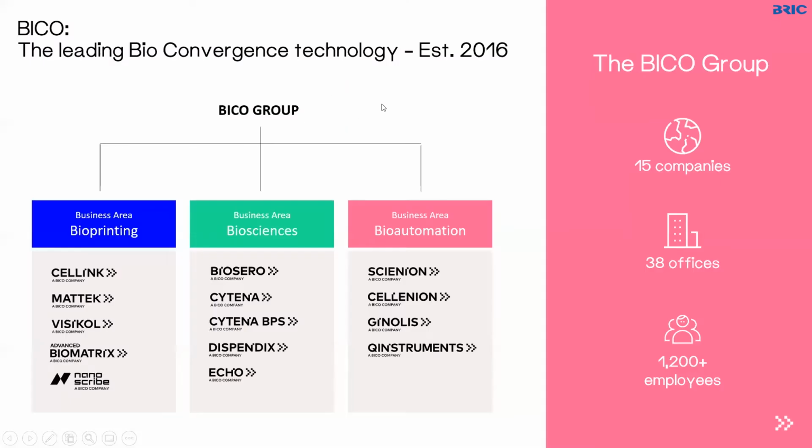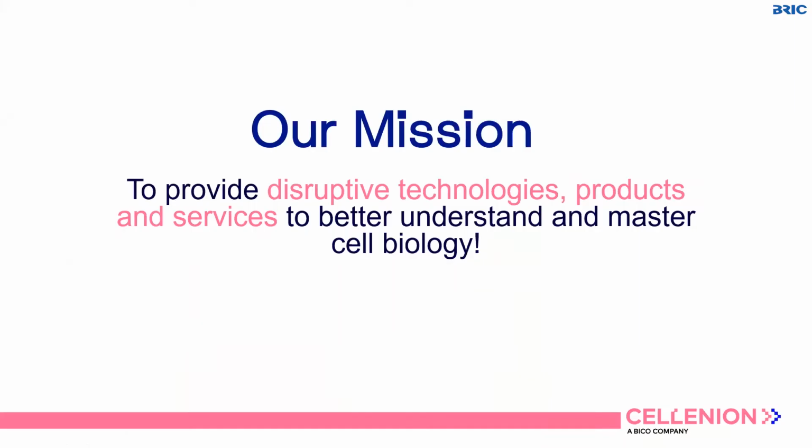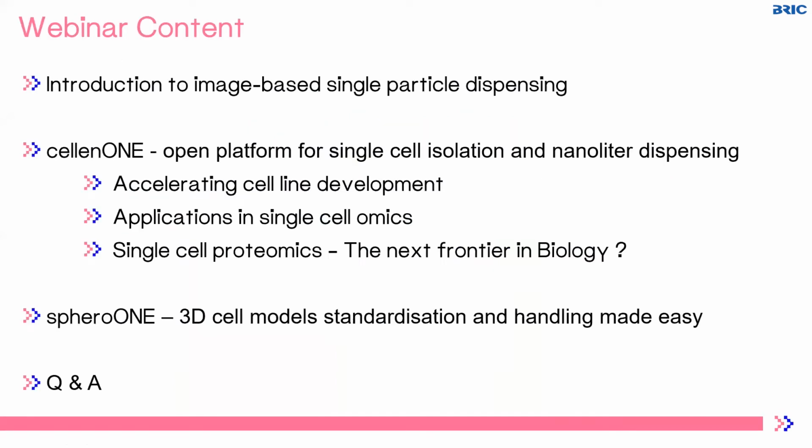So we are Cellenion. Cellenion is part of the BICO group, and BICO is an international group of companies composed of 15 companies. And our goal is to develop new technology to revolutionize biotechnology in general. And we call this the bioconvergence concept. The mission of Cellenion is to provide disruptive technologies, products, and services to better understand and master cell biology.